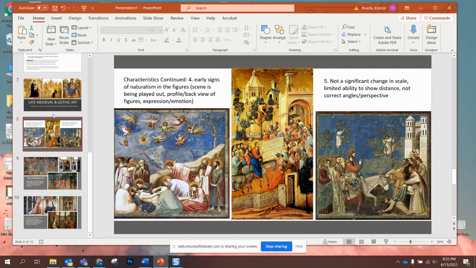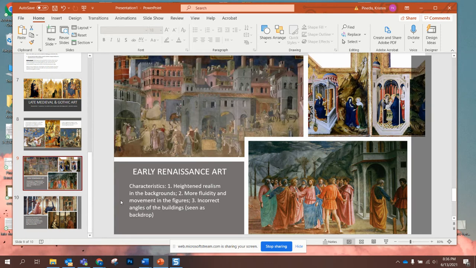So this was just general characteristics of late medieval and Gothic art. So let's go a step further into the next century, and let's take a look at how early Renaissance art has taken some of the things that these artists were doing and pursued them a little bit further. So this is early Renaissance art characteristics. The first one is the heightened realism in the backgrounds. Notice that the backgrounds are looking a lot more detailed, a lot more specific, in terms of their ability to showcase a city or even here mountains and the architecture over here on the right.